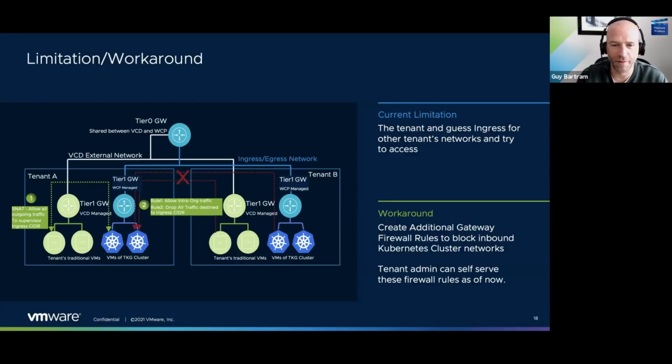Okay, cool. That makes a lot of sense. And just a question here. In this example, you've got tenant A and tenant B, and they've both got one org VDC with a tier 1 gateway attached to it.